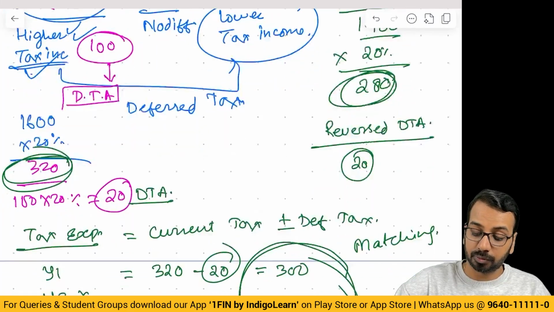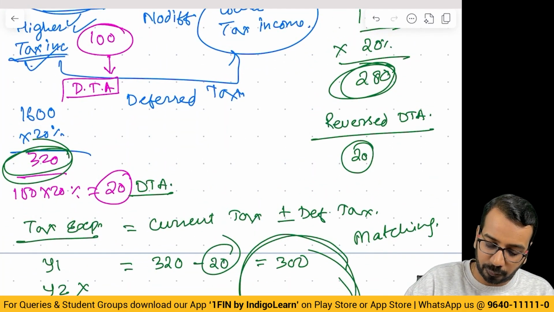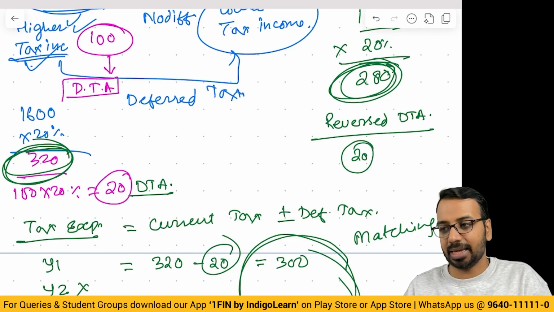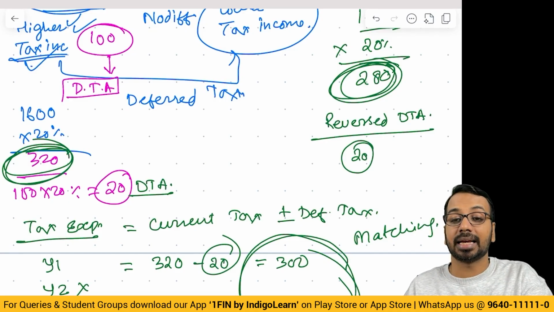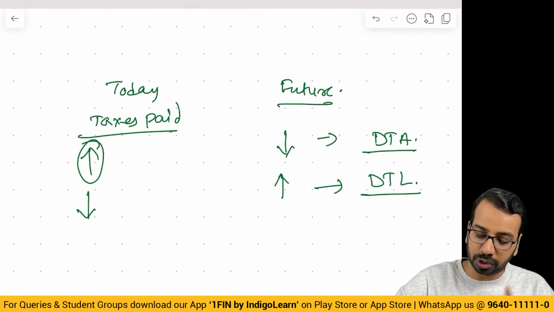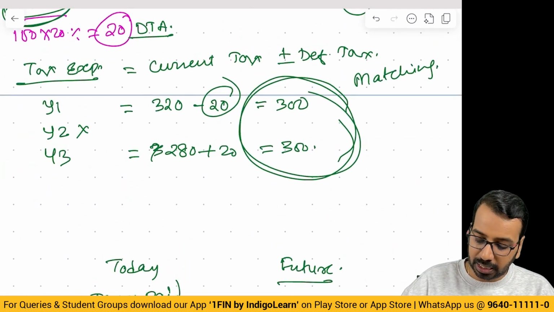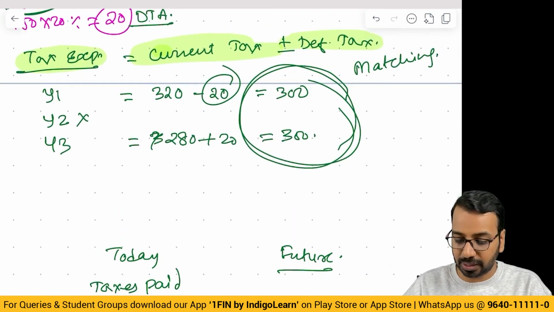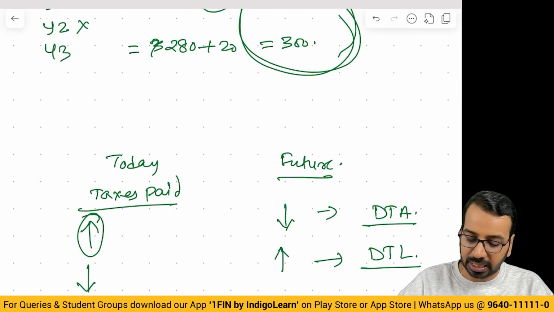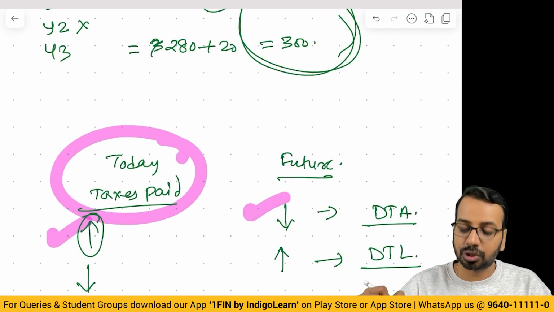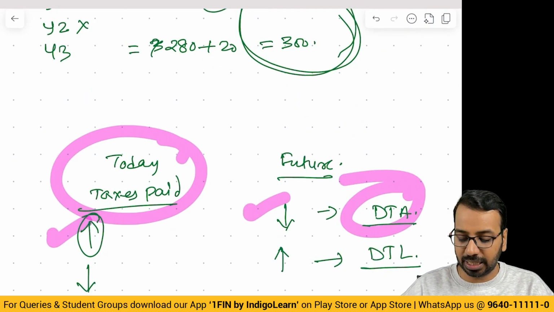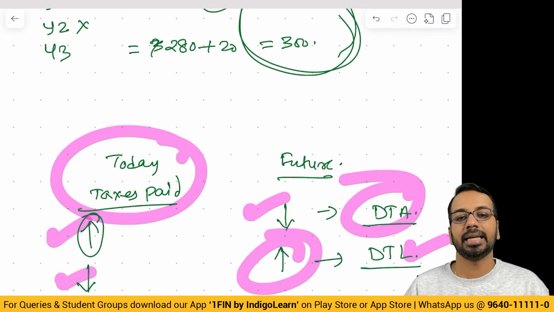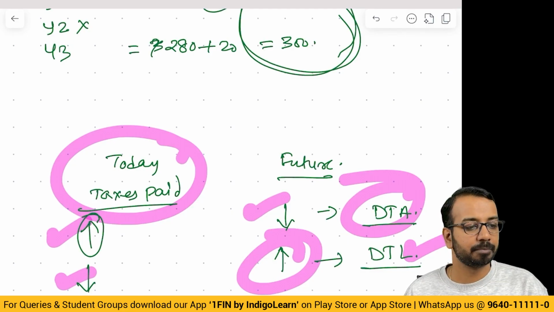Now, here, if you see, first we paid higher tax, in future there is a lower tax. So in year 1, it created a deferred tax asset. And in year 3, that deferred tax asset got reversed. Okay. So two things you have to keep in mind. One, tax expense is equal to current taxation plus deferred taxation or deferred tax impact. And if taxes paid today are higher, in future if I have to pay lower tax, this becomes a DTA. If taxes paid today are lower, this results in higher taxation, this becomes a DTL. Are we clear? Any questions here?